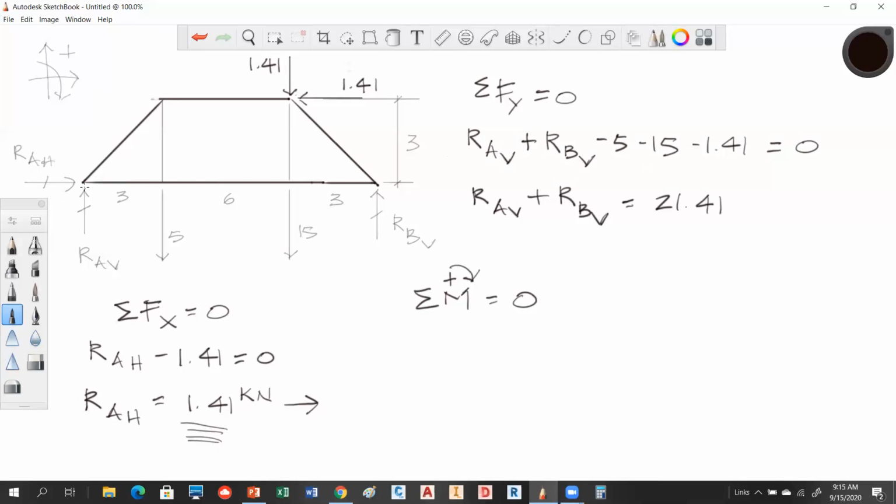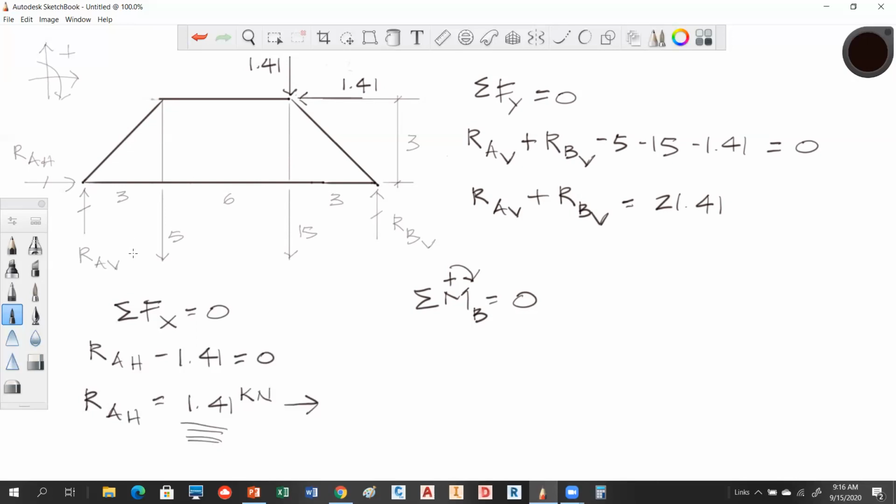So I would say A would be a good place because you're going to get rid of these 2 guys. And if I come over at B, RAH is going to be gone anyway. So really, either A or B is going to be a good location. So unless anybody has, well, we're going to do it at B. Instead of doing it at A, we always do it at A. We're going to do it at B. So I'm going to take a moment at B, okay? So when I take a moment at B, RBV is gone and RAH is gone because his line of action comes through the moment.